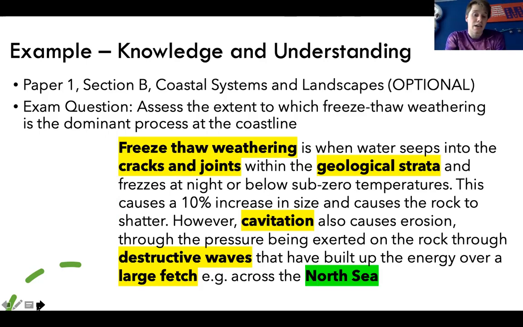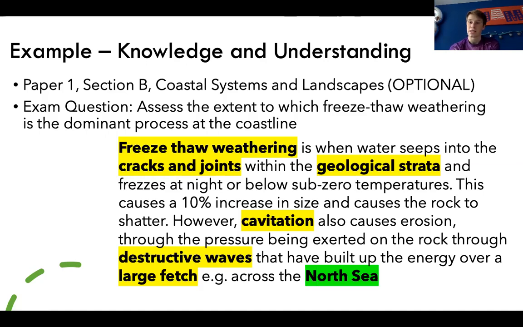So let's have a look at it. The bits I've highlighted in yellow are explaining my key concepts, my key terms: geological strata, freeze-thaw weathering, cracks and joints, cavitation, destructive waves, large fetch. These are general terms, but it shows that I've studied my topic well. I know what the fetch is clearly because I've given an example with the North Sea, that there's a long fetch between areas of maybe Holland and the northern regions, maybe near Middlesbrough, for example, because we had that storm surge back in the 90s, I believe that's when it was.